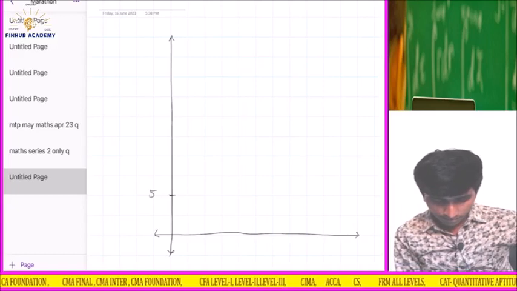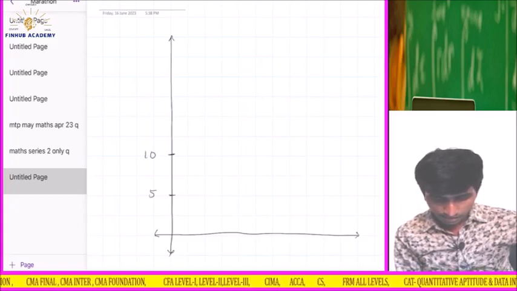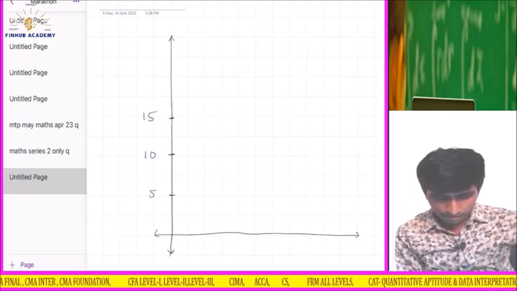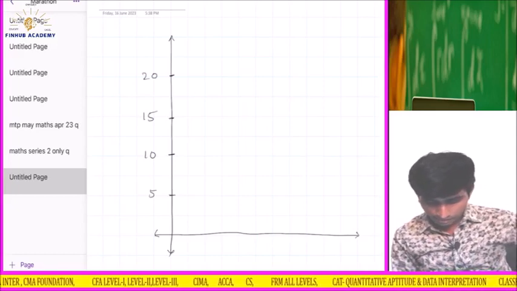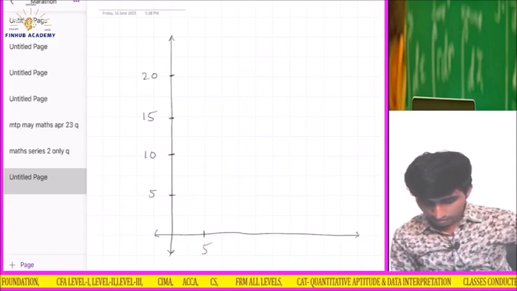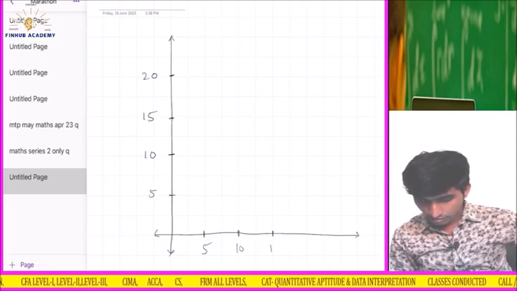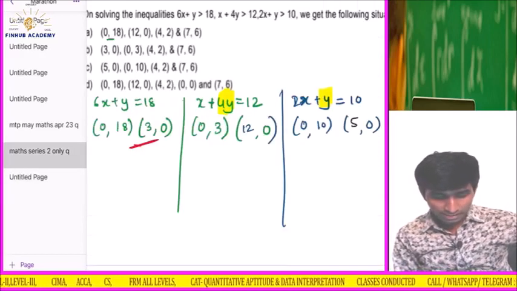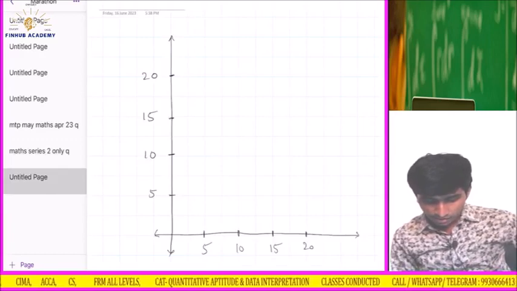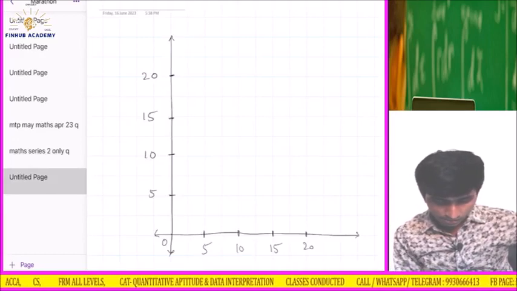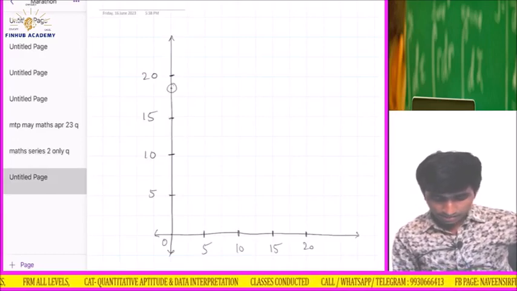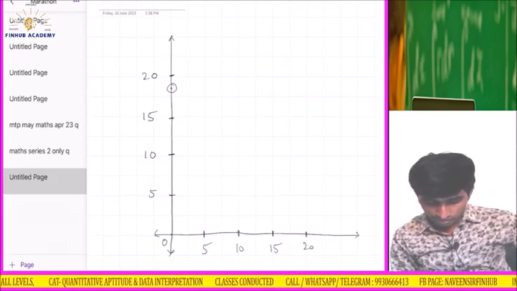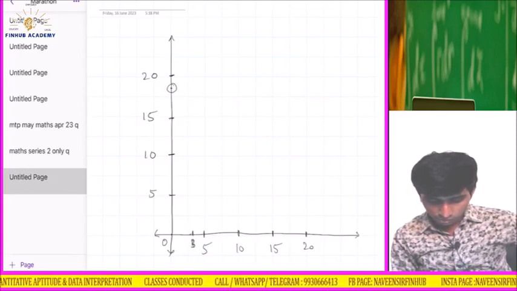Five, 10, 15, 20, 5, 10, 15, 20. Approximate we have to make. So (0, 18), (3, 0). (0, 18) means here somewhere, and (3, 0), so somewhere here. 3 means here somewhere. Okay, 3 is here. So this is my point.